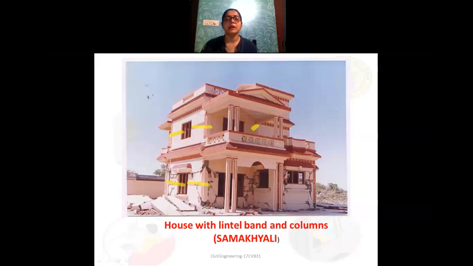We can see the cracks at the joints between these cross walls and the shear walls, and we can notice that there is cracking from the window towards the corner of the building. Here also we can notice there is a crack along the building. So we know that the house with a lintel band has performed well. It has not completely collapsed, and this building's ground floor can be rehabilitated and retrofitted.